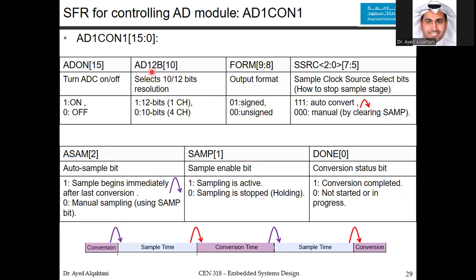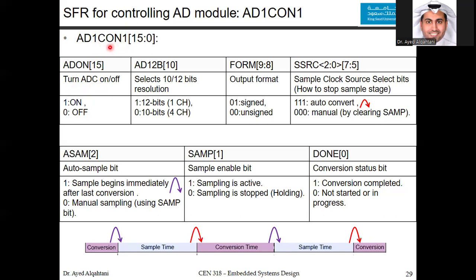The next field is the AD12 bit, which is the selection between 10 and 12 bits. That's the resolution. If it is 0, you choose 10 bits, which you can have 4 channels simultaneously. If it is 1, that's 12 bits, and you use only 1 channel, which is channel 0. Now, the most significant bit, as usual, is the on and off bit. So if it is 0, then the ADC is off. If it is 1, then the ADC is on. That's the AD1 control register number 1.